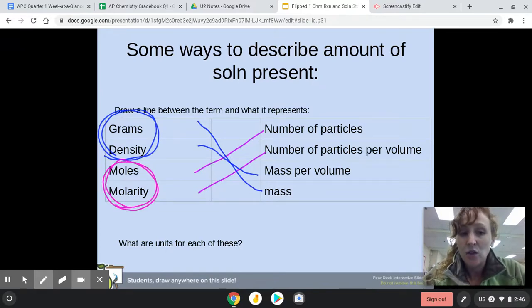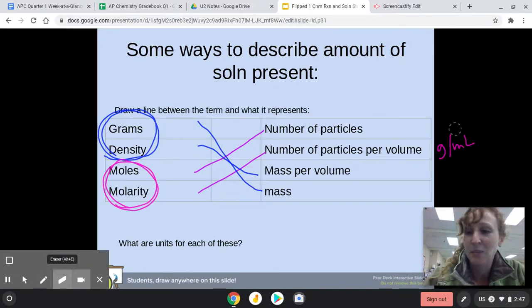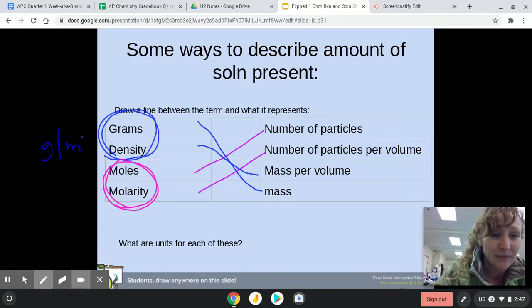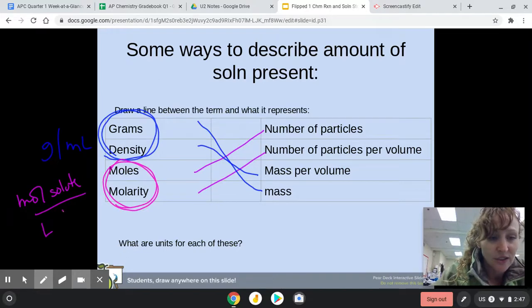Remember that units for density are going to come out to be grams per milliliter, and units for molarity, oops, that was in the wrong spot. Maybe I'll put it on the other side. Okay, units for density are going to come out to be grams per milliliter, and units for molarity are going to come out to be moles of solute per liter of total solution.